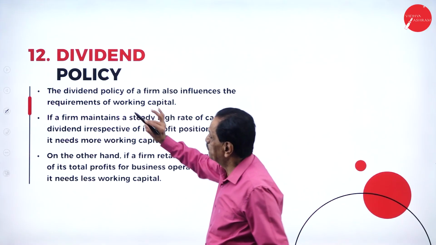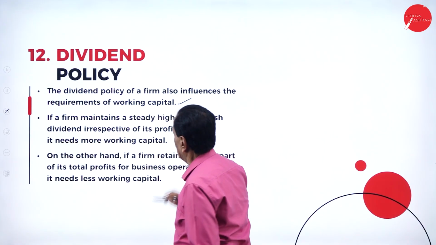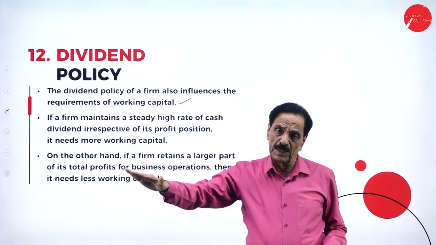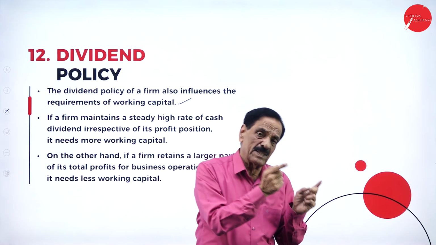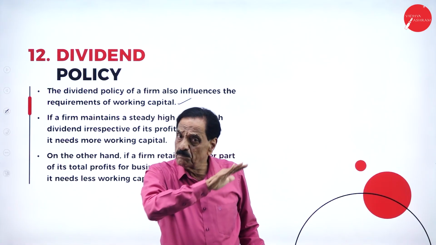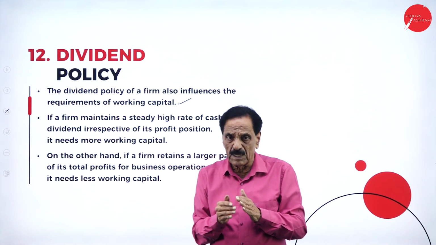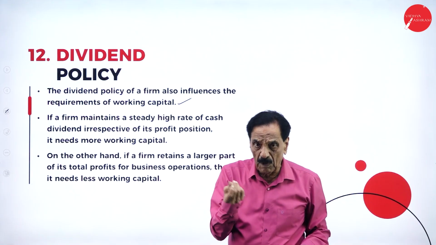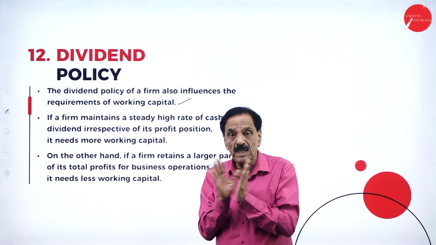12th one, dividend policy. The dividend policy of a firm also influences the requirement of working capital. So what is dividend? The total profit of the concern minus expenditure is the profit available. There are two types of shareholders. One is preference shareholder, then equity shareholder. Preference shareholders are temporary shareholders, whereas equity shareholders are called permanent shareholders. Whatever amount is available is first paid to the preference shareholders as their dividend, and whatever is left over is divided by the number of shareholders, that is the dividend to equity shareholders.